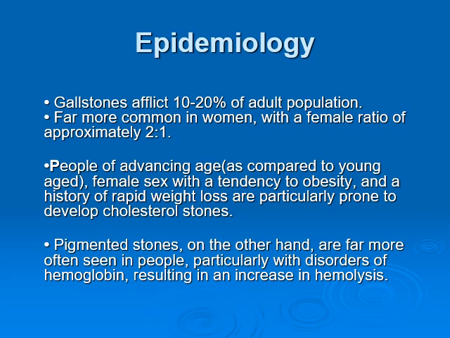The epidemiology of gallstone disease: it usually affects 10 to 20% of the adult population. It's more common in women as compared to males, and the female to male ratio is usually 2 to 1. People of advancing age, female sex with a tendency to obesity and a history of rapid weight loss are particularly prone to develop cholesterol stones. Pigment stones, on the other hand, are far more often associated with hemolytic disorders.